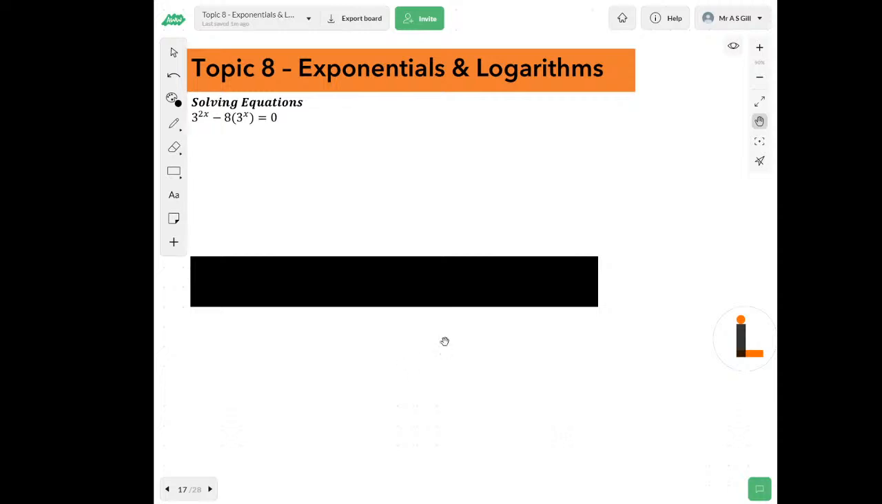So this is an unfamiliar question, but actually we can turn it into a fairly familiar one. All we need to do is say let 3 to the power of x equal y. Then this equation at the top becomes y squared minus 8y equals 0, which is then a very straightforward quadratic. We just factorize this and get our values for y.